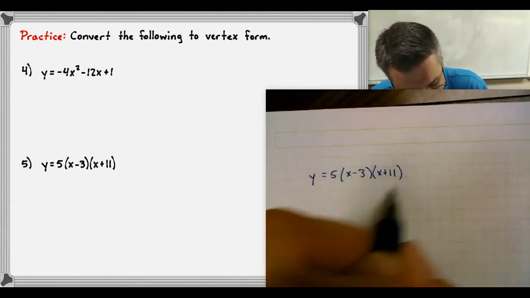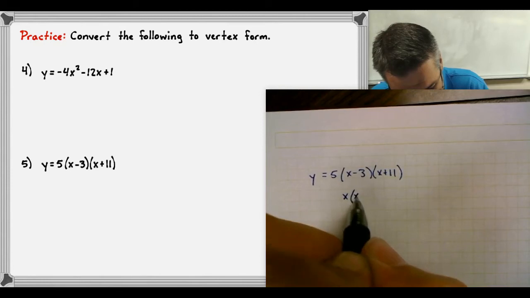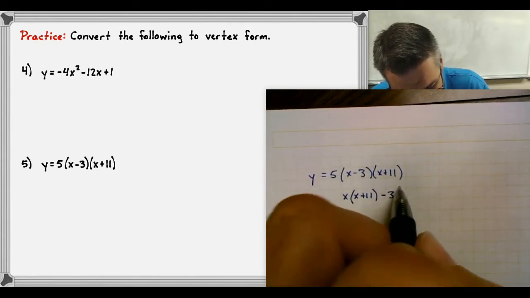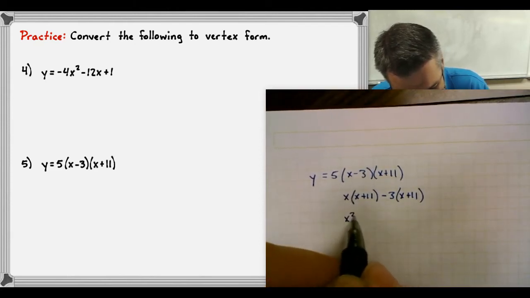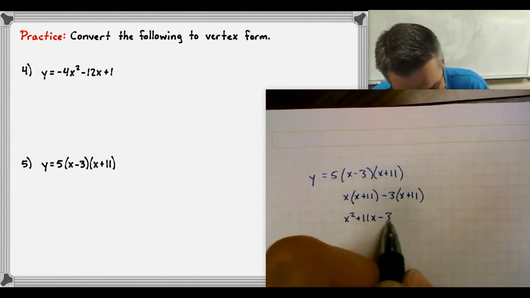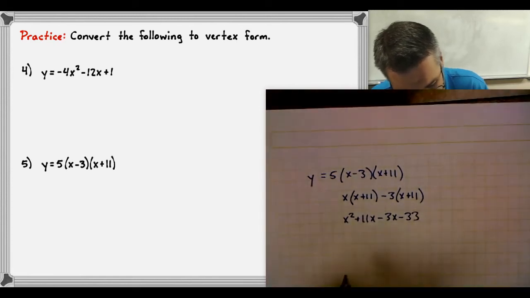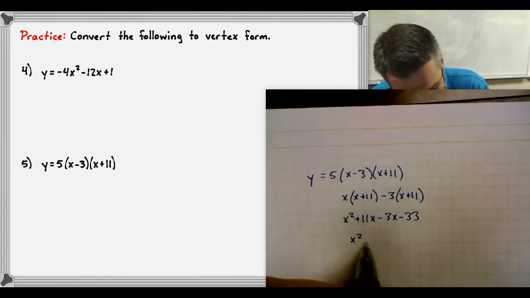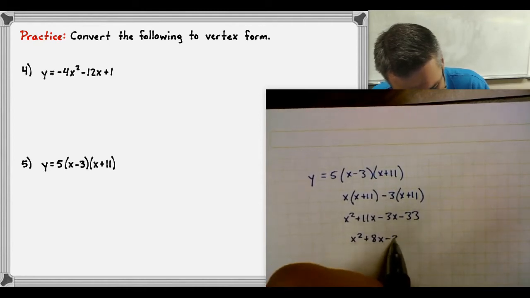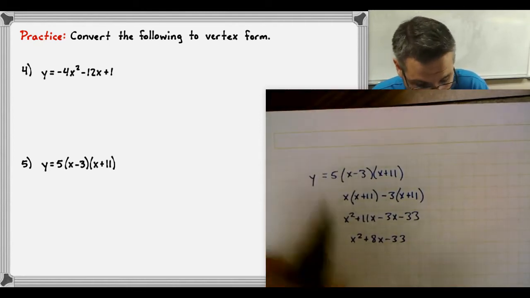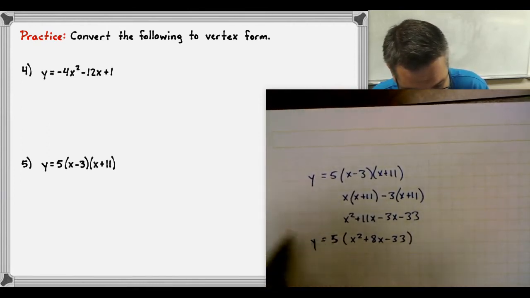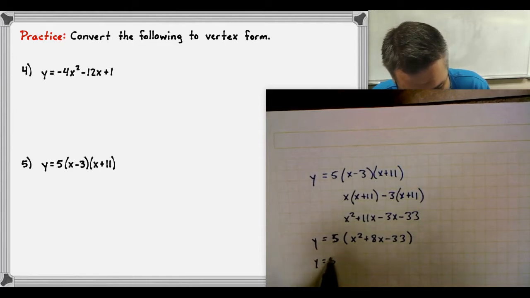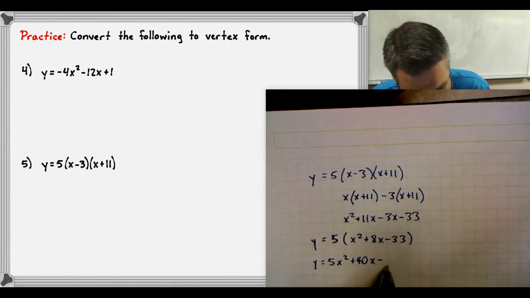So remember, we need to multiply this out. So we're going to say x times x plus 11 minus 3 times x plus 11. We'll go ahead and simplify that by distribution. So that's x squared plus 11x minus 3x minus 33. And then combine like terms, so we get x squared plus 8x minus 33. And then we still have that 5 out front, so we're going to put parentheses around this and put a 5 out front, and we'll distribute that 5 in. So that'll be y equals 5x squared plus 40x minus, let's see, that's 165.